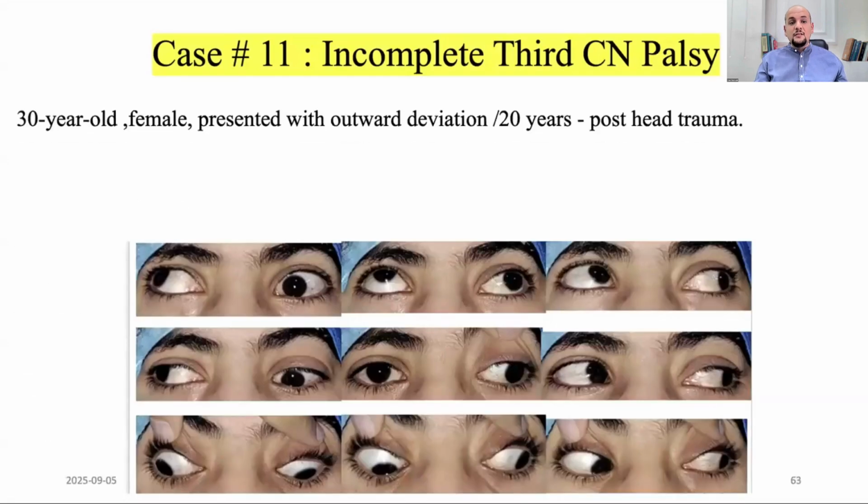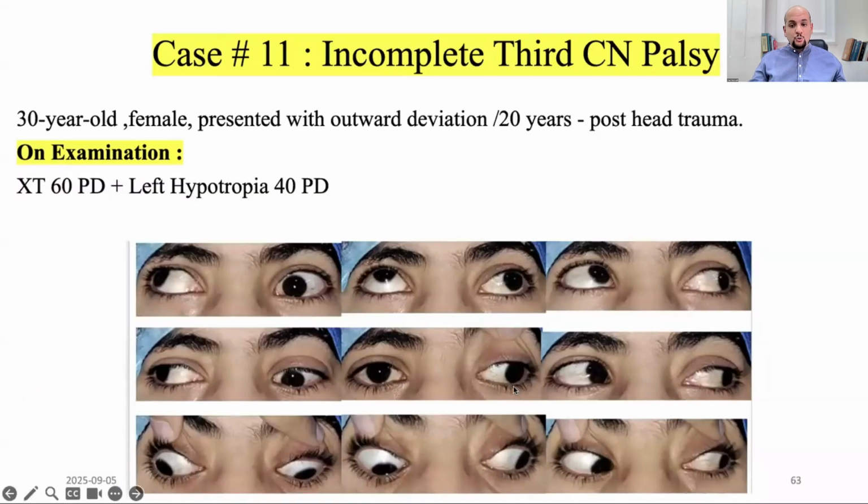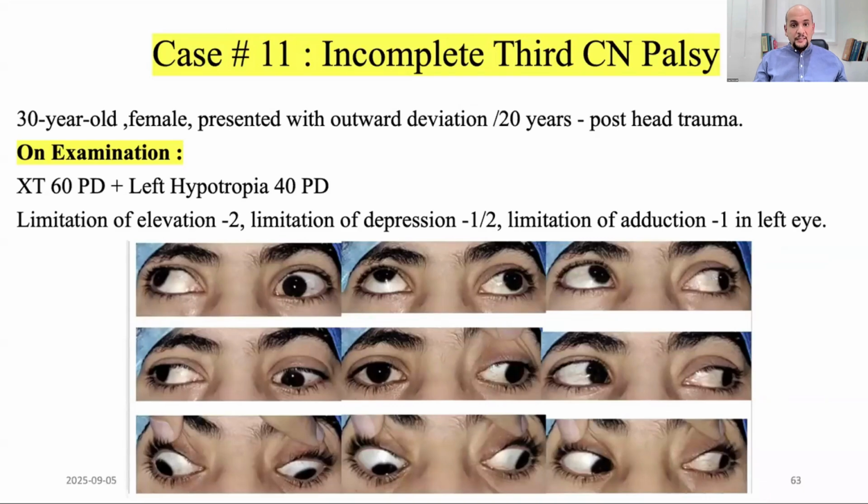This young lady, 30-year-old, with outward deviation for 20 years post-head trauma. On examination, she had large exotropia, 60 prism diopter, with hypotropia, 40 prism diopter. So that is a kind of case that is more complicated than the previous case. The previous patient had only horizontal deviation, but this patient had mixed horizontal and vertical large deviations with limitation of elevation, limitation of adduction, and limitation of depression in the left eye.